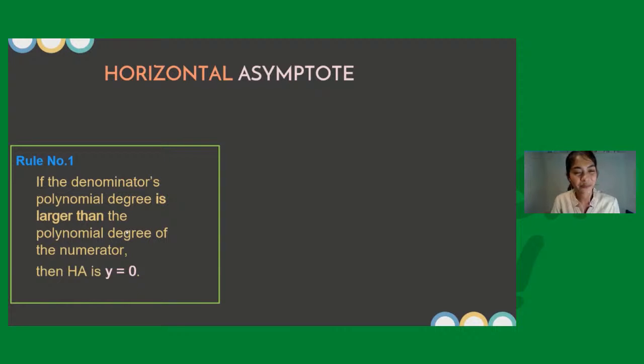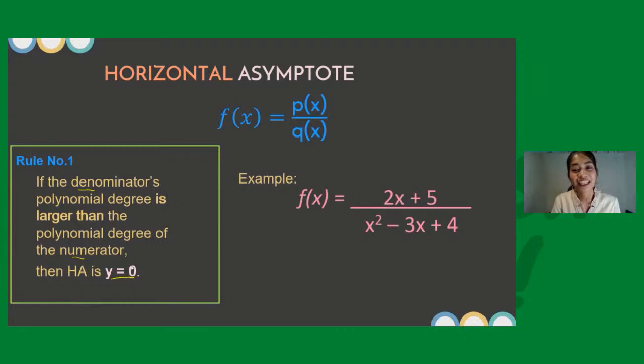So what does this mean? Ibig sabihin, when the exponent of the leading term in our denominator has a larger value than the exponent of the leading term on our numerator, the horizontal asymptote will be 0. So, ganun lang kasimple. For you to understand it better, let's have this example.